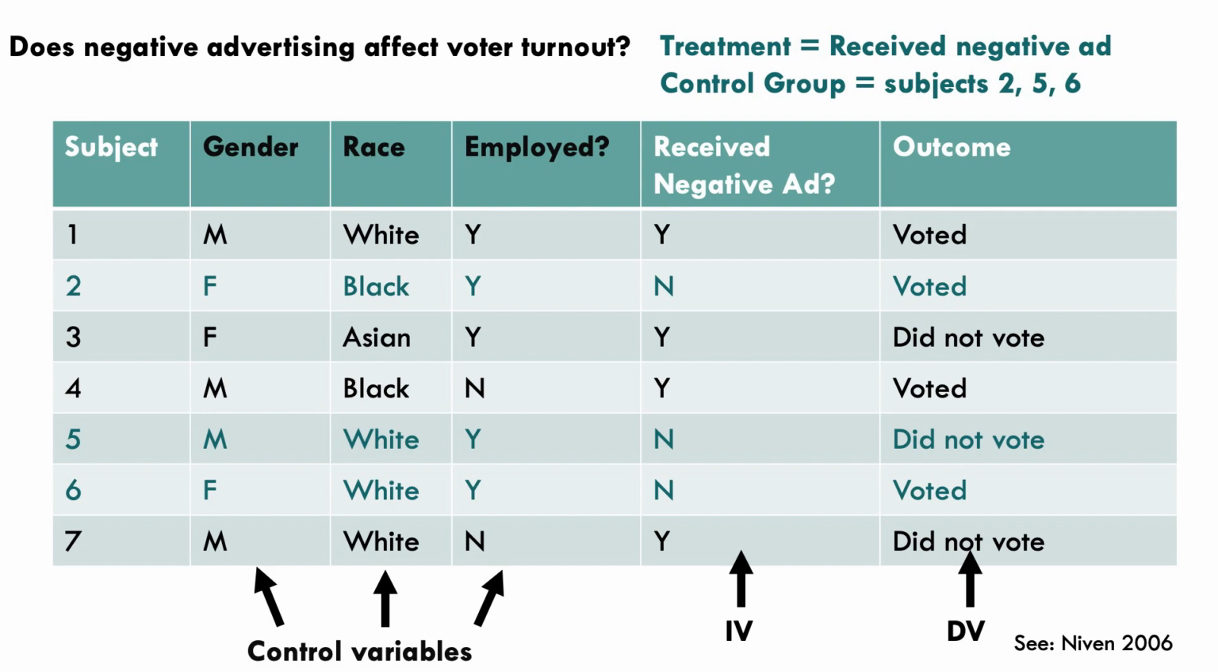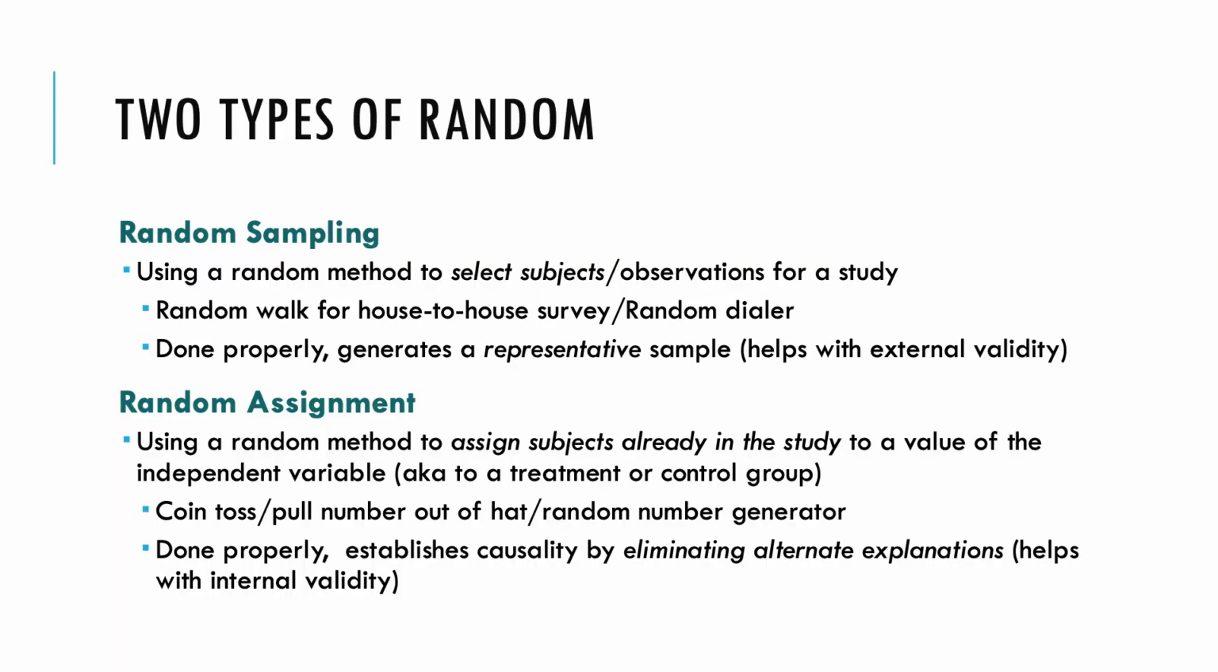Then, to see what the effect of sending a negative ad was, you average the turnout of people who got the ad and subtract it from the average turnout of people who didn't. We'll talk more about how to design an experiment later in the class, but for now I just want to clarify 2 points. The first is random sampling versus random assignment.